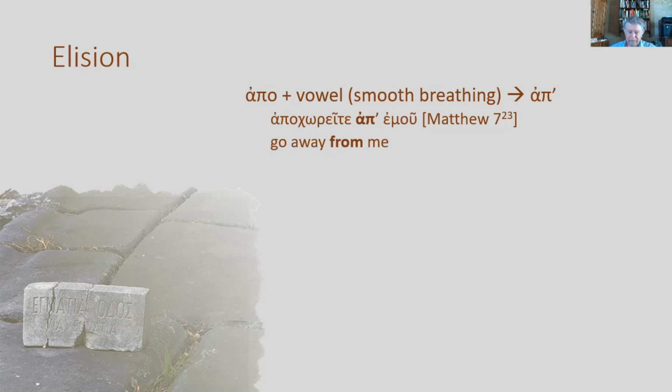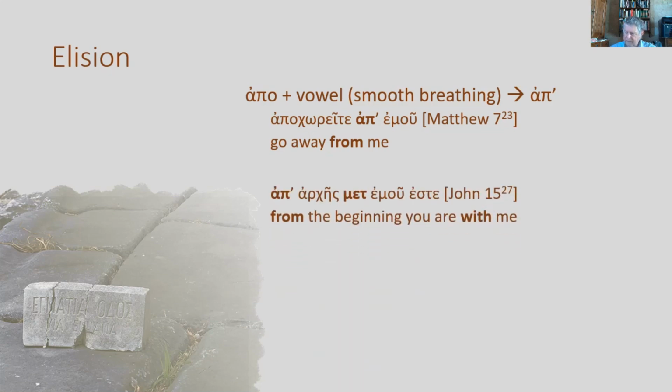Now, I find it difficult to say, and certainly difficult to hear, but that's going to become important. But let's have another example of this apo first of all. So it wouldn't be aparches, it would be aparches, almost like abarches. Aparches metemu este. From the beginning, you are with me. I've translated you are because literally that's the case, but we would say you've been with me. From the beginning, aparches. Notice that you've got another preposition there, meta, and the same thing has happened there.